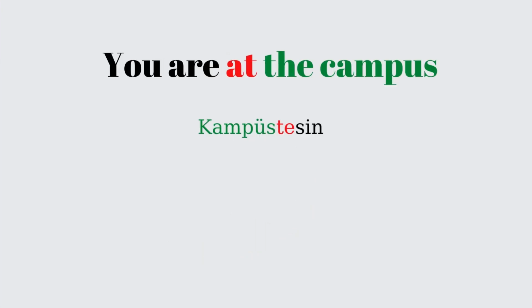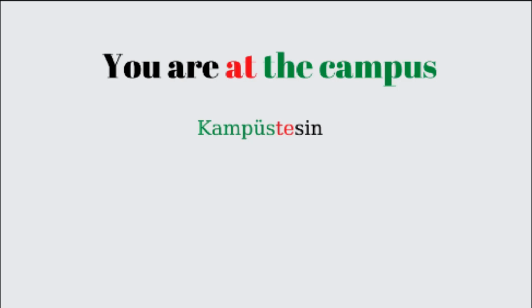Let's jump now to the second singular pronoun. You are at the campus. It's the same thing, the same word order. Kampüste. Now the personal pronoun has changed, so sin for you are. Kampüstesin.